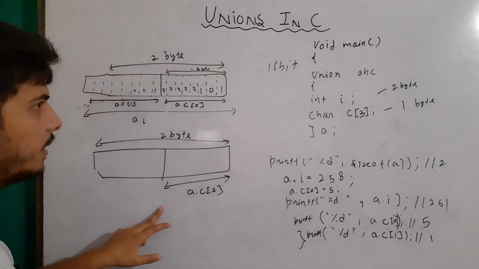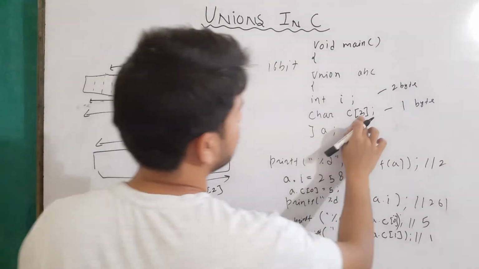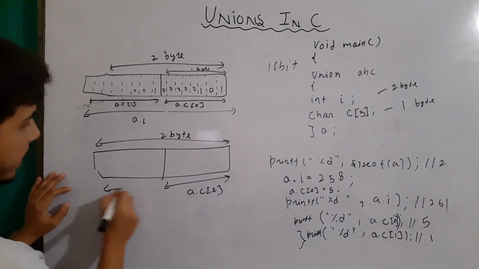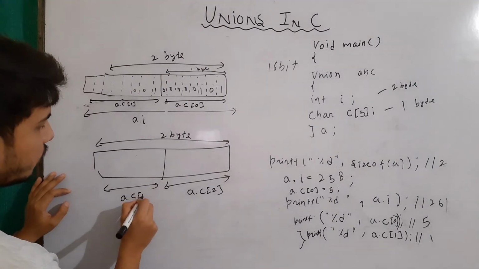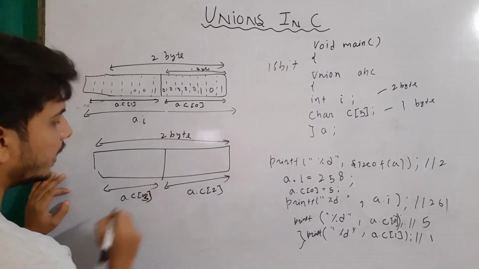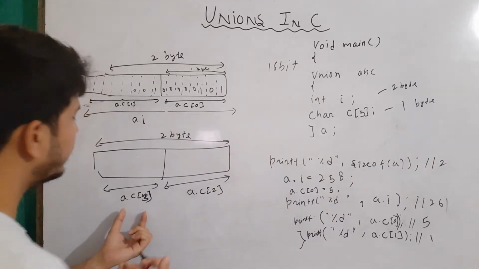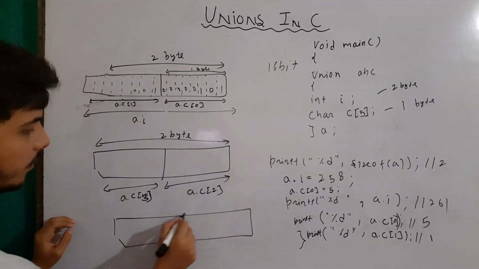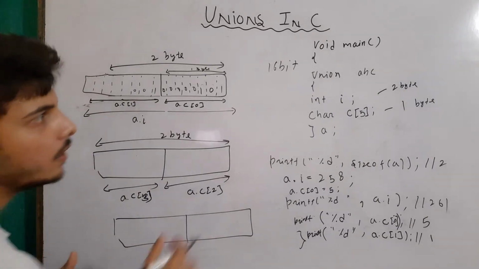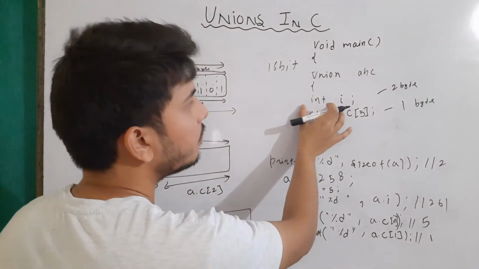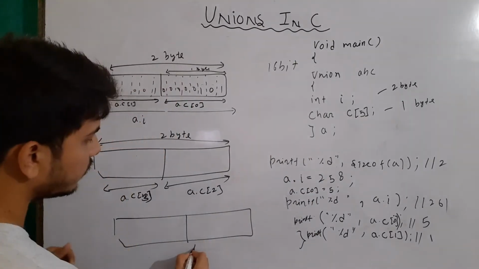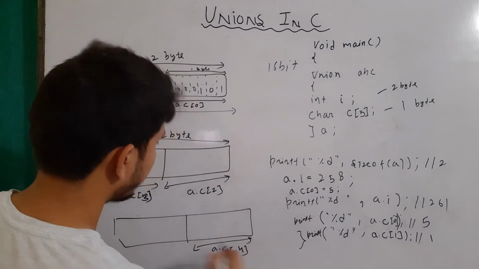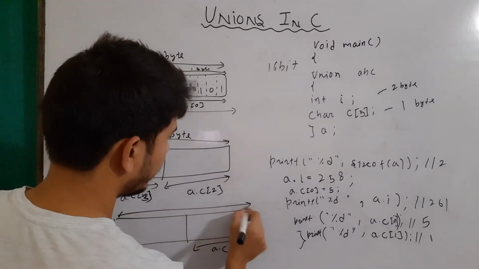Okay, so remember that if let's say there was 5, this will be for a.c3, sorry. Still another byte is required, so another entire piece of 2 bytes will be taken instead of 1. Why? Because the data type of the maximum size is always taken. Okay, so this will be taken for a.c4, right?